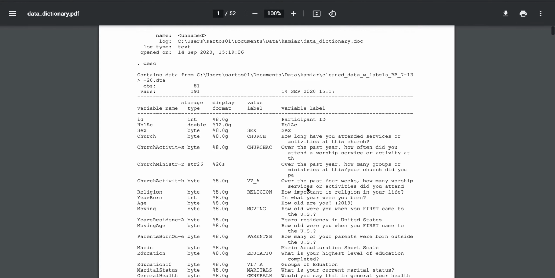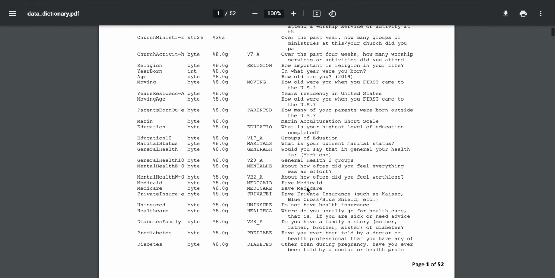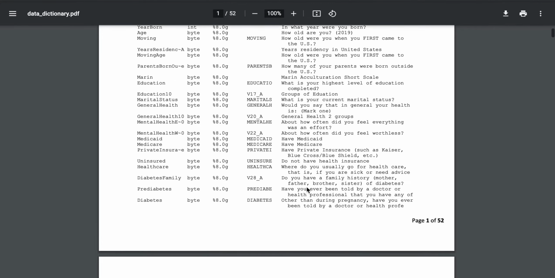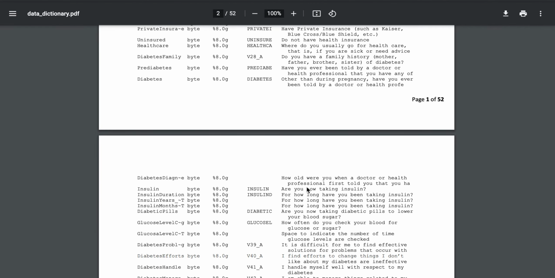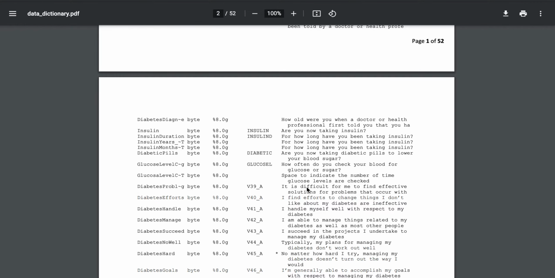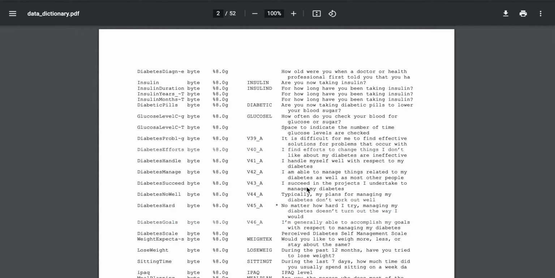This file that you're seeing is something I will share on Blackboard. It's called a data dictionary.